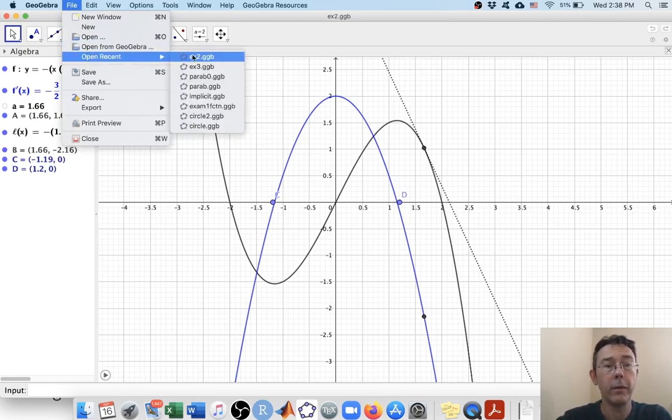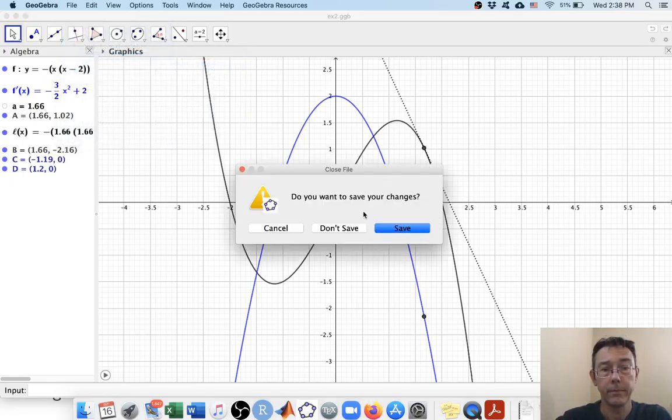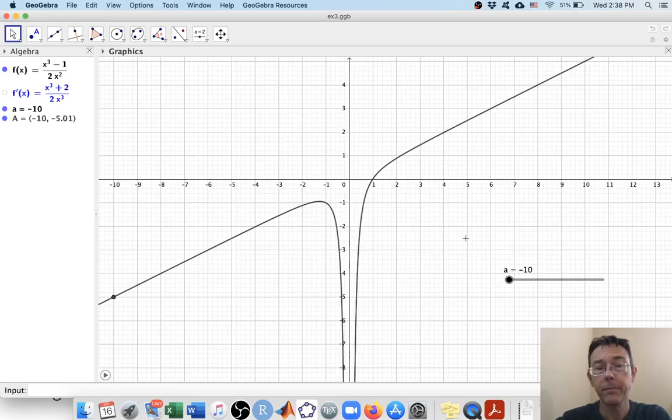Let's do one more example. Okay, so our goal here is the same. We want to try and graph the derivative function f prime of x.